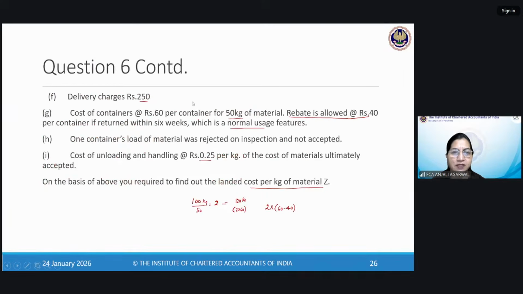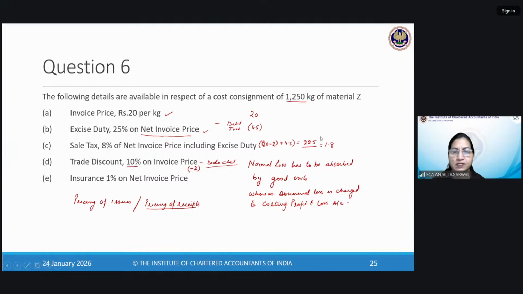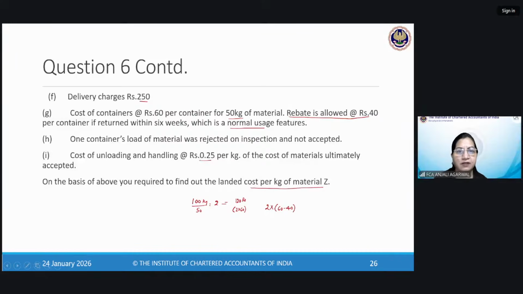Then delivery charges in totality 250. Cost of containers. As one container is rejected and you have not accepted, you will accept only 1200 kgs. Each container is of 50 kgs. Your requirement is 1250 kgs. So 1250 kgs divided by 50 kgs. How many containers were you ordering? 25 containers, right? But one container is rejected, so you have accepted only 24 containers.